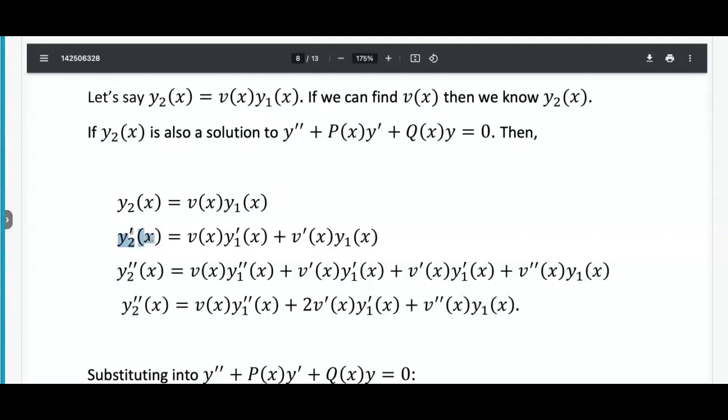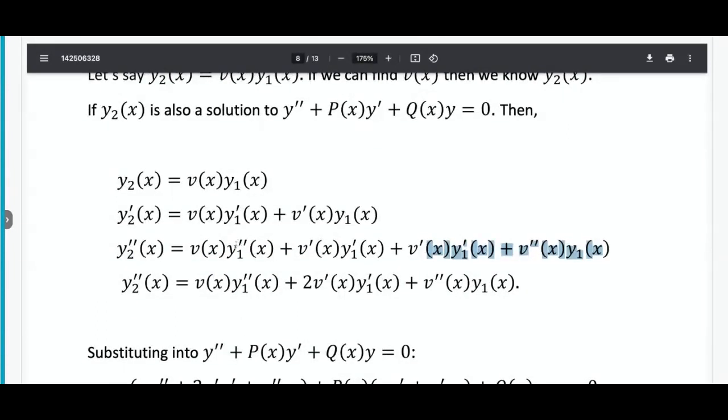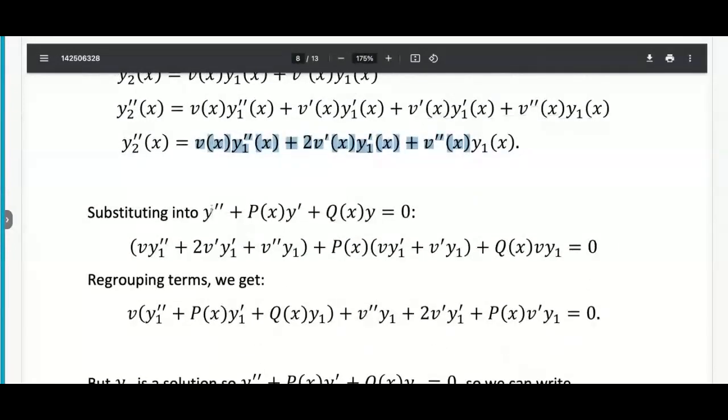So y2 is some function v of x times y1 of x. Then y prime will be this product rule, and y double prime, product rule again. So I have 4 terms. Simplify this a little bit, right? So we get back 3 terms. Then we plug back into our original equation. So we get this.